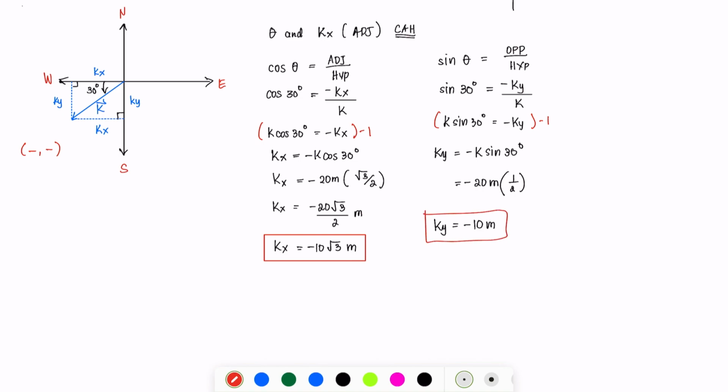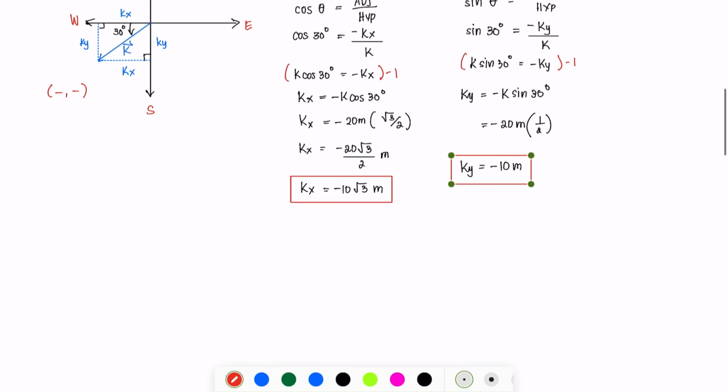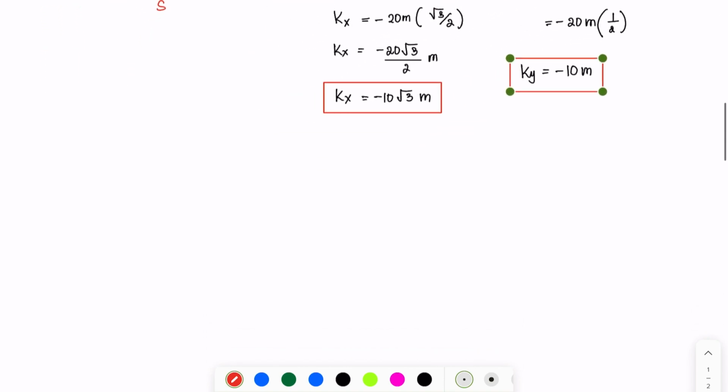Okay, it's not doing the rectangle thing. Okay, that's good. Now, to proceed with the second vector, you actually do the same thing. So for the second vector, 40 meters, 60 degrees east of south, we start with visualizing the vector.